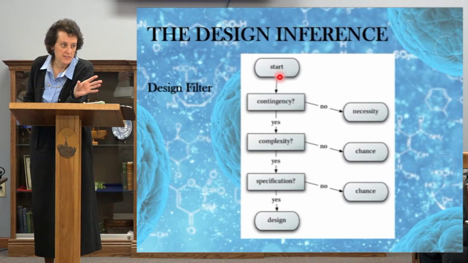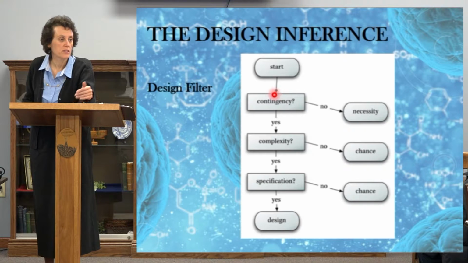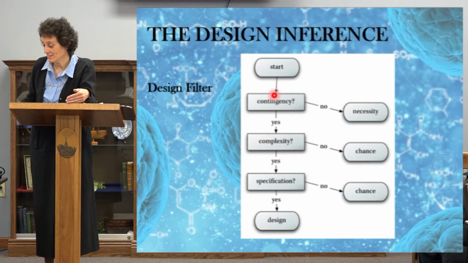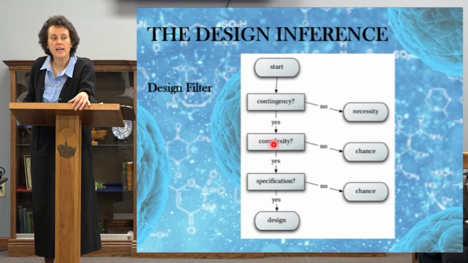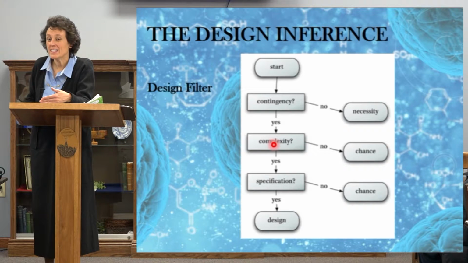Okay, so we're going to start at the beginning again. We look at something. Let's say we're looking at a sequence of letters, or we're looking at even an object. Is it something that could just be the result of a natural cause? All right. Is it a necessity of chemistry? Is it a necessity of physics? If so, then it's not designed. Then, does it have a high probability or a low probability of occurring? If it has a high probability, it's probably just chance. If it has a low probability, it's complex.